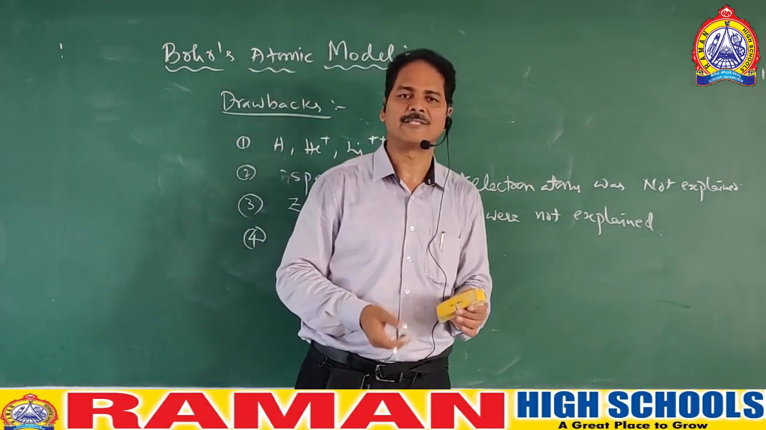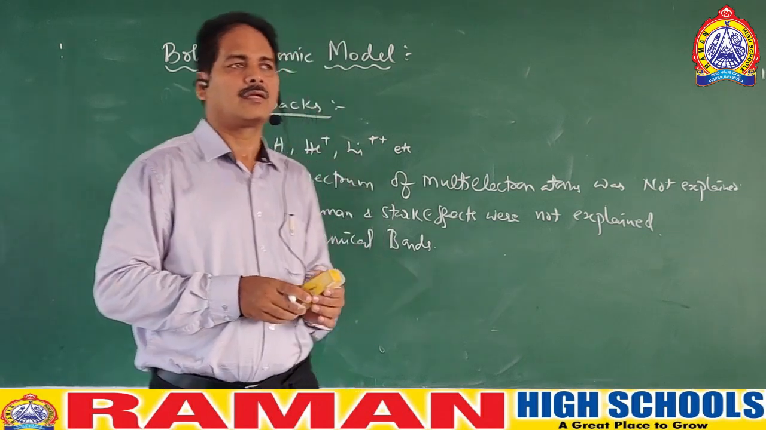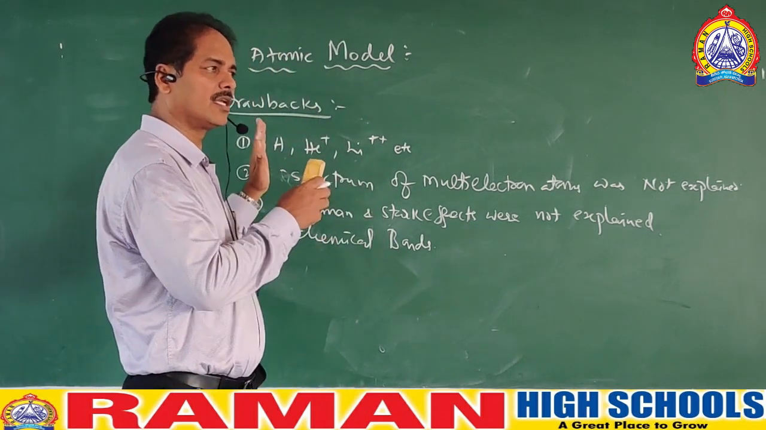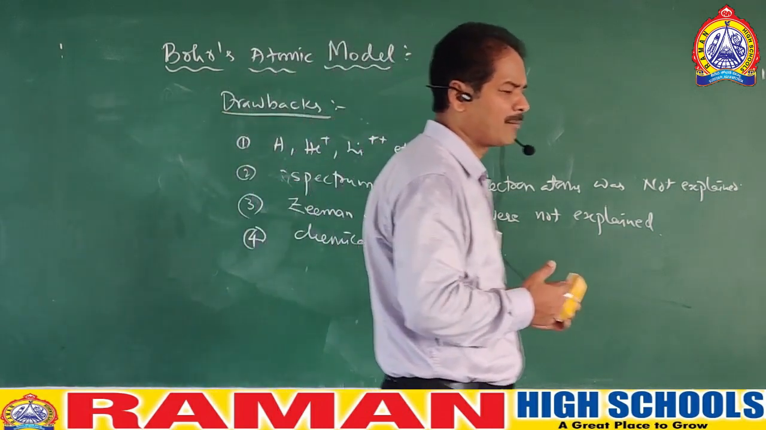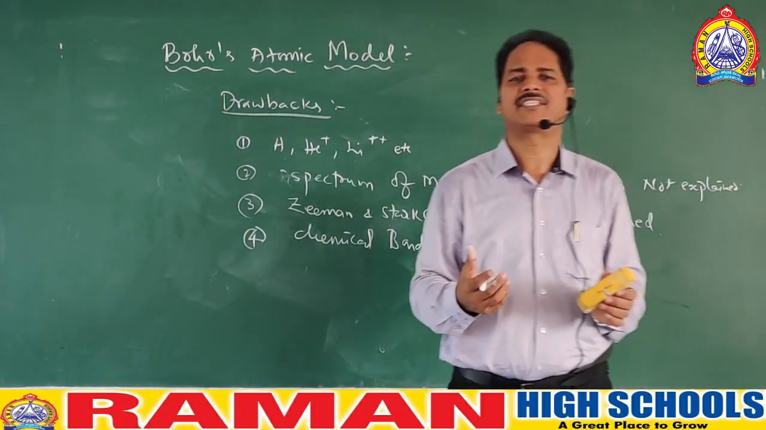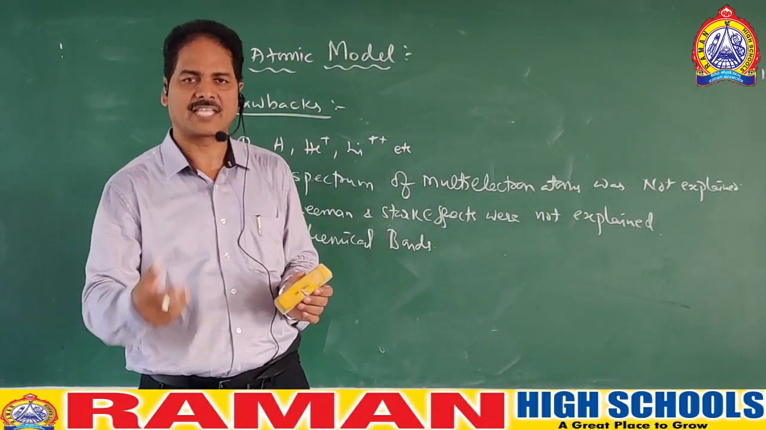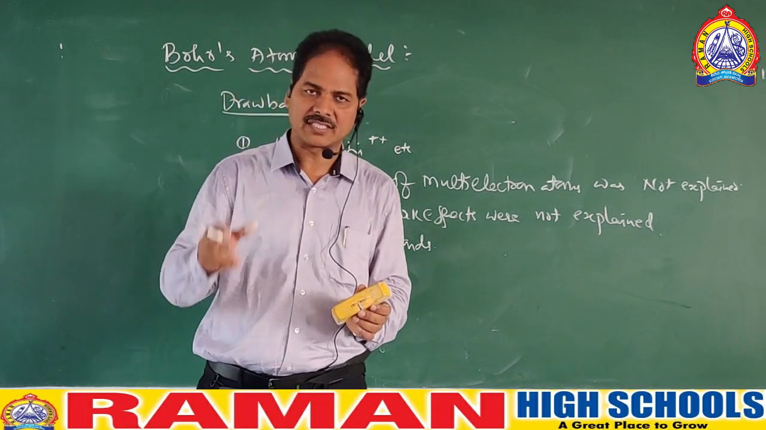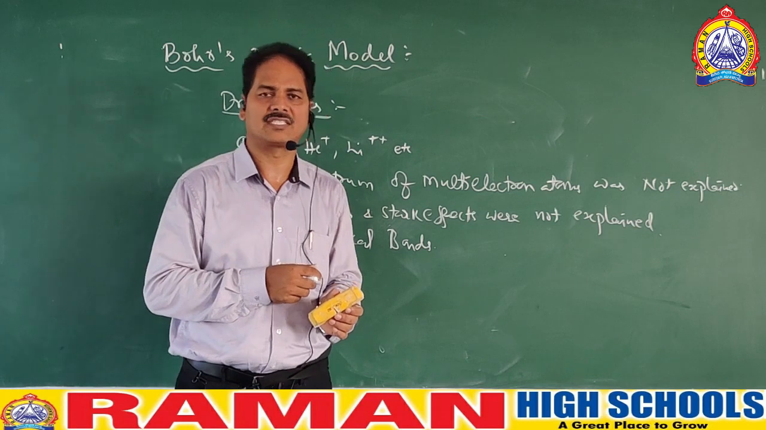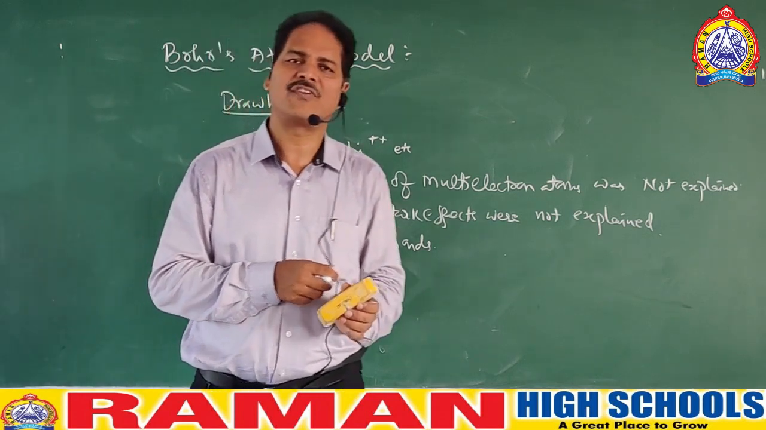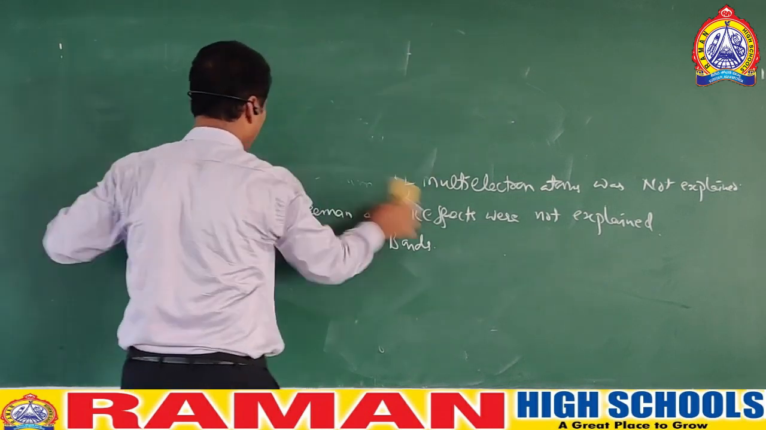That was not explained by Niels Bohr. So this is about Bohr's atomic model. After Bohr's atomic model, so many scientists tried to give clarifications on various aspects, especially regarding the orbits. So a scientist named Sommerfeld introduced his atomic model, called Sommerfeld's atomic model. So let us go into Sommerfeld's atomic model.